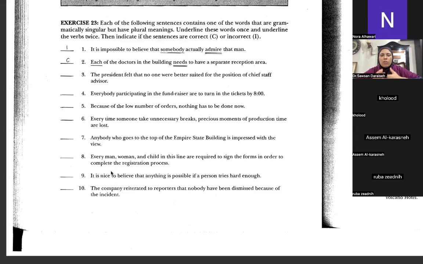I think there isn't a lot of variety here, even though they are different subjects and nouns, the same structure is what we apply to them, all right? So let's have Dr. Noura Al-Huwari. Yes, Doctor. Number 9. It's nice to believe that anything is possible if a person tries hard enough. It is correct, because "anything" is singular and the verb is singular. Amazing.